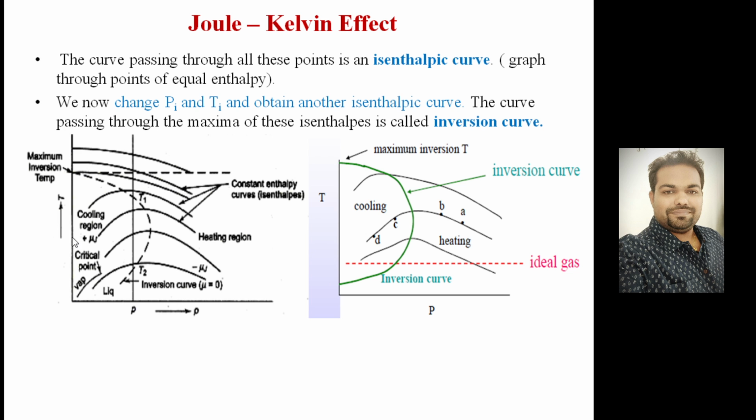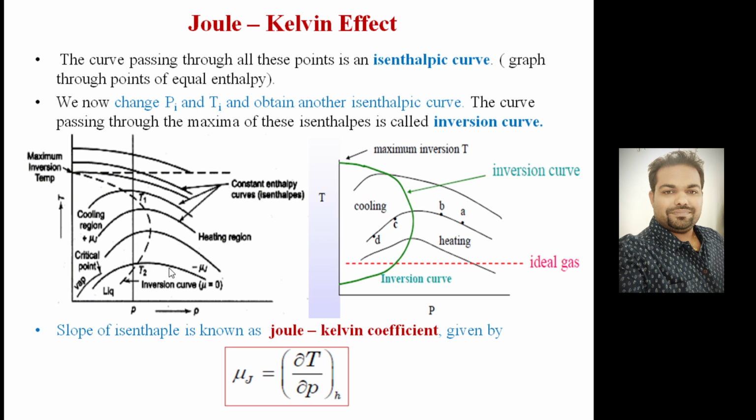So in a detailed view, it will look something like this, right? This is basically the inversion curve, and these are all isenthalpic curves. If you look at the slope here, it will be negative, and on this side the slope will be positive. Keep in mind, at the lowest inversion temperature point, the slope will be 0.